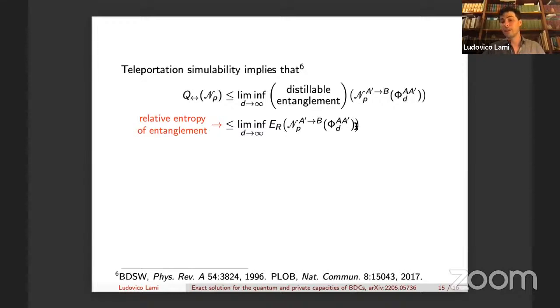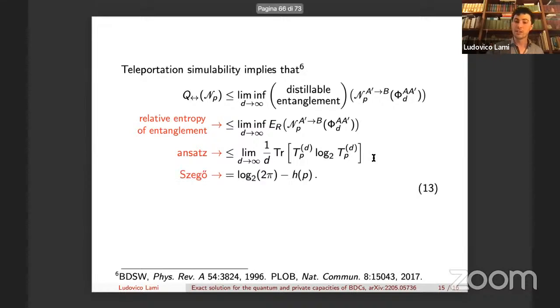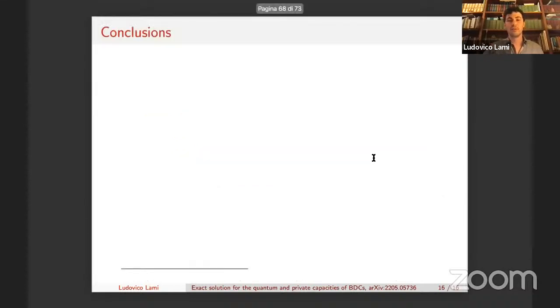Then you want to find yet another upper bound. Since relative entropy is defined as an infimum, I plug in an ansatz for the state and I get exactly this expression. It turns out if you plug in the right ansatz, you see, once again, Szegő's theorem in the limit gives us the correct expression. So that basically concludes the proof. It's remarkable that Szegő's theorem actually appears twice, once for the lower bound and once for the upper bound.